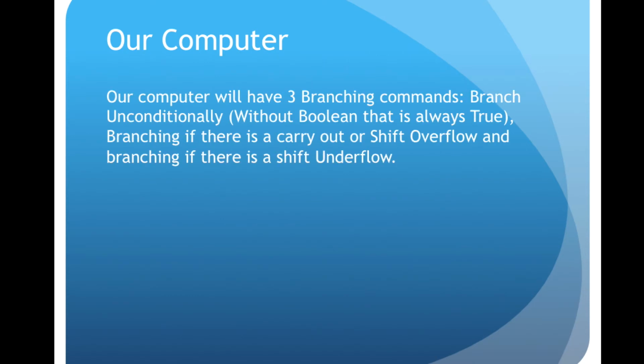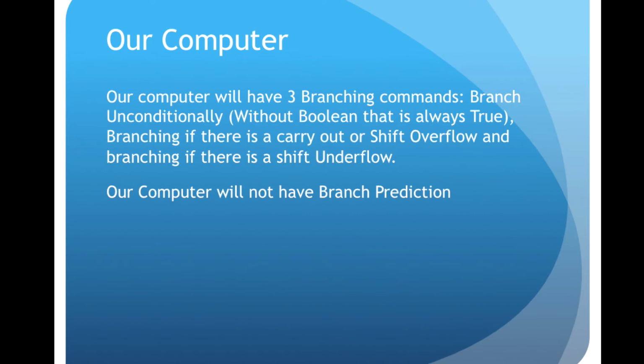Now let's talk about the computer we're making in Minecraft. So our computer is going to have 3 different branching commands. Branch unconditionally, which is basically it just branches all the time. Branch if there's a carryout or shift overflow. Those are sort of the same thing, not really, but close enough that we're going to call them the same thing. And branch if there is a shift underflow. So with all that out of the way, that's basically all that we really need to know about branching, the times that it's going to happen. Also, we're not going to have branch misprediction, as I talked about earlier.